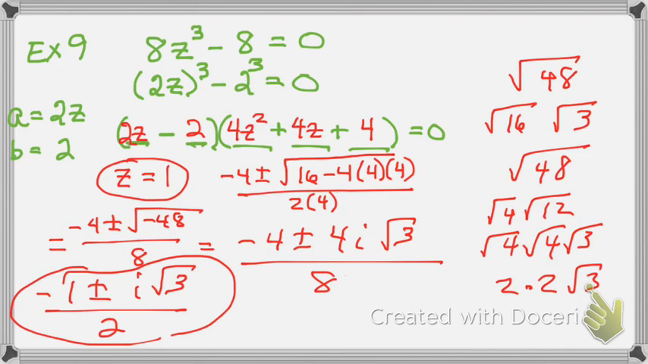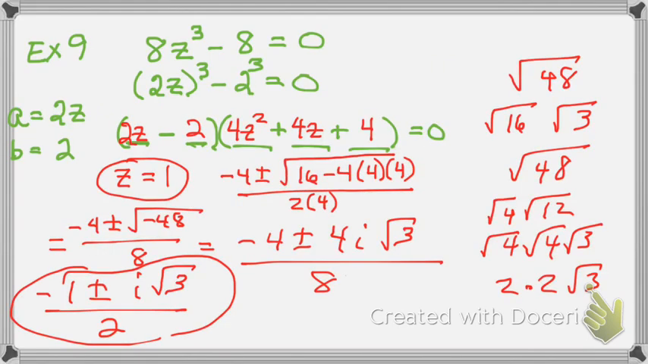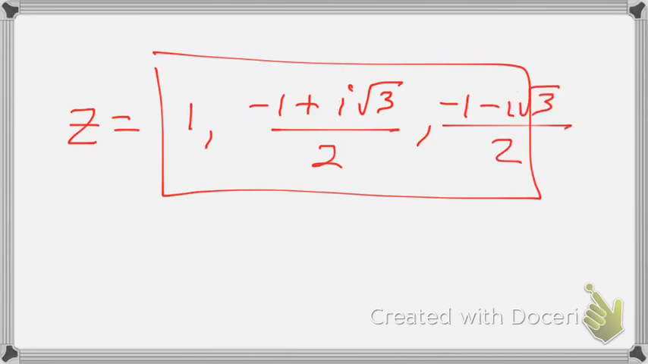It depends what they ask you for. Very possibly they may say give all the answers separated by commas. If they do that, you're going to say z is equal to 1, comma, negative 1 plus i radical 3 over 2, and then negative 1 minus i radical 3 over 2. So if they want you to write them separately, it'll be like that. If they say write them as 1, then you can do that, yes.